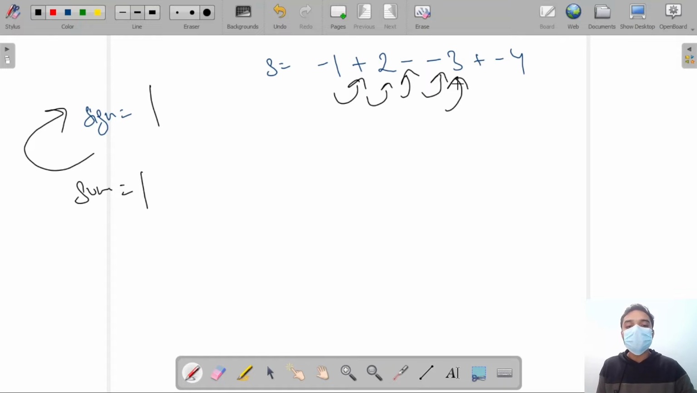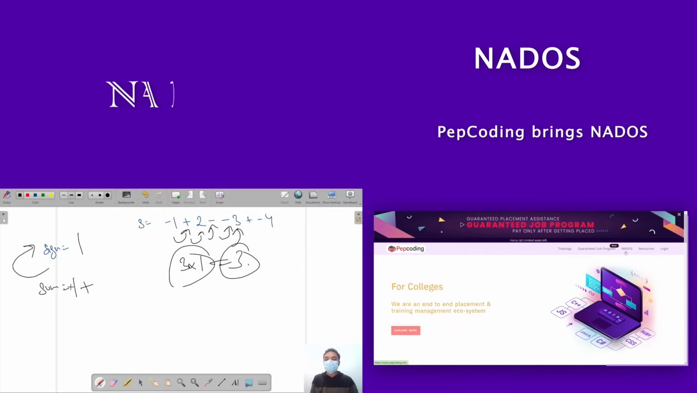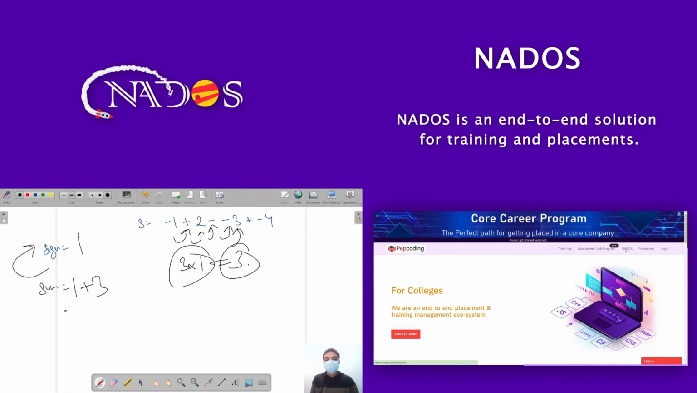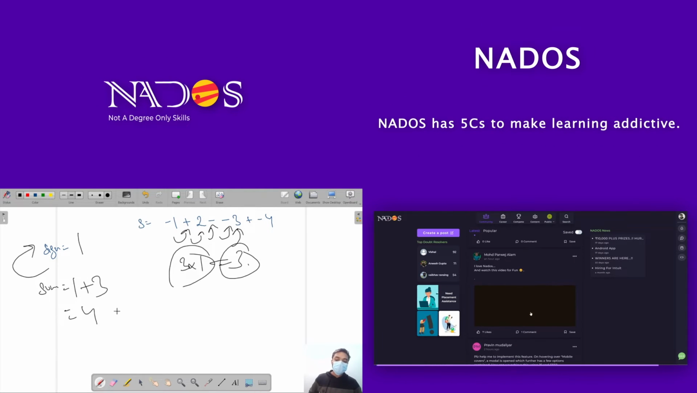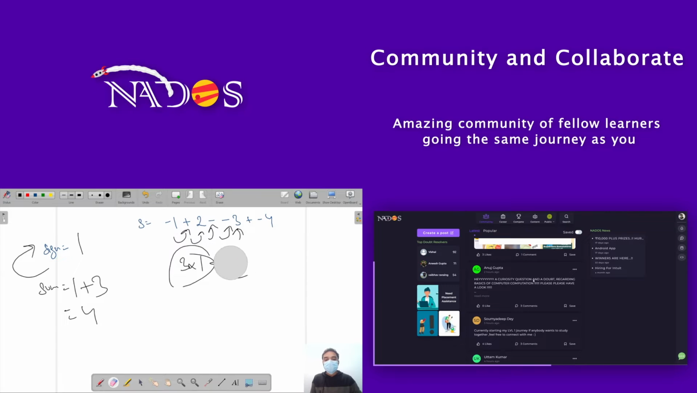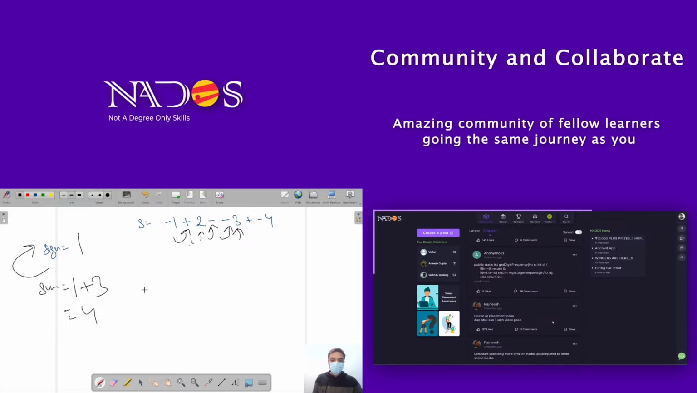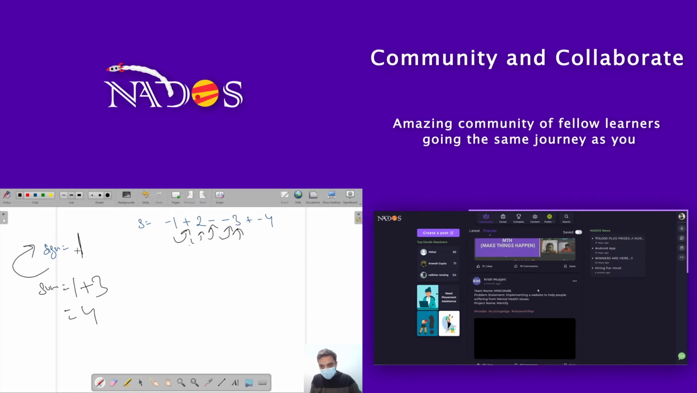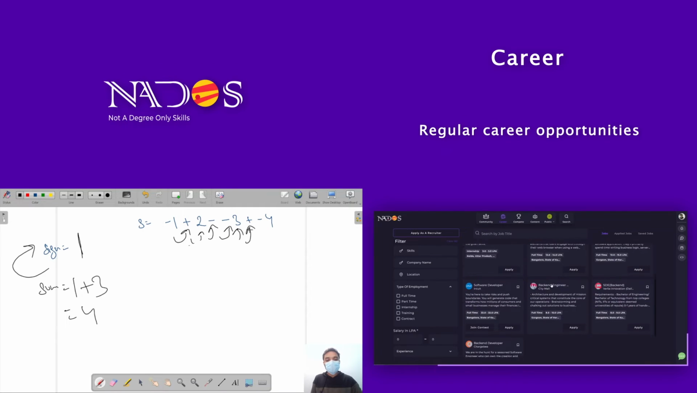After this I get my 3 here again. Whenever I am getting a digit, I was multiplying it with the sign, and whatever the result was, I was going to add it to my sum. So my sum is now equal to 4. Now I am done with the 3 also, and whenever I am updating my sum, I have to reset my sign to 1. Now I have to go to the next character, and that is plus.